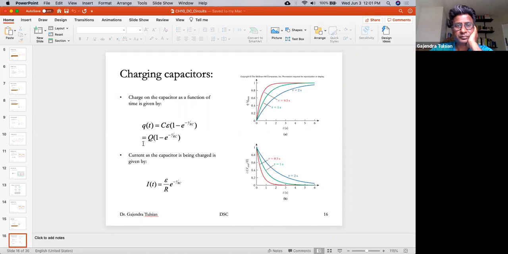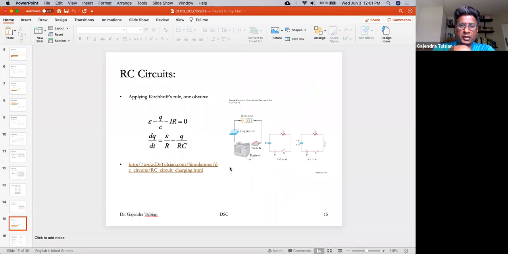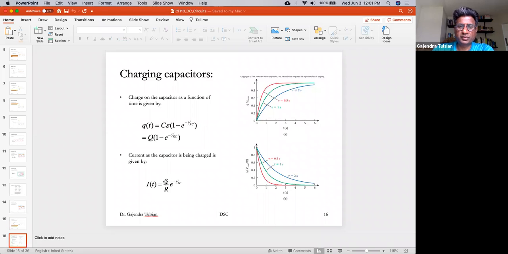You can take the derivative of that, and that'll give you the current in the circuit. And the current in the circuit decays exponentially with the same time constant. Initially, at time t equal to 0, the current is E by R, as if the capacitor wasn't even there. And because of the presence of the capacitor, the current decays exponentially.